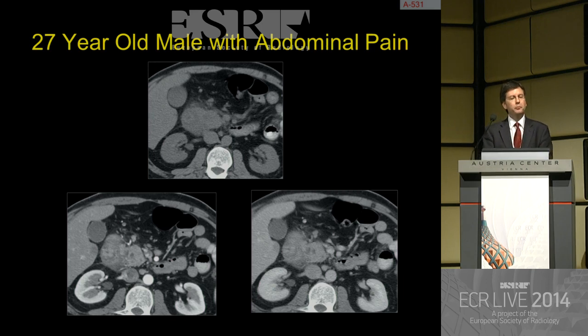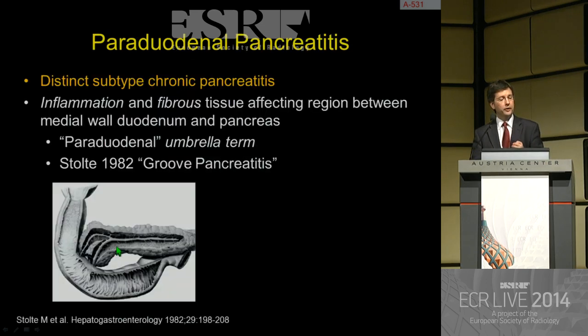Now, in the last couple of minutes, I'm just going to talk about another form of chronic pancreatitis. This is a 27-year-old male with abdominal pain. He's got a known history of alcoholic chronic pancreatitis, and we can see here on both the unenhanced and enhanced CT imaging, we've got a different morphology. We've got changes involving around the head and pancreatic groove here, and also around the duodenum. And this is a patient with paraduodenal pancreatitis.